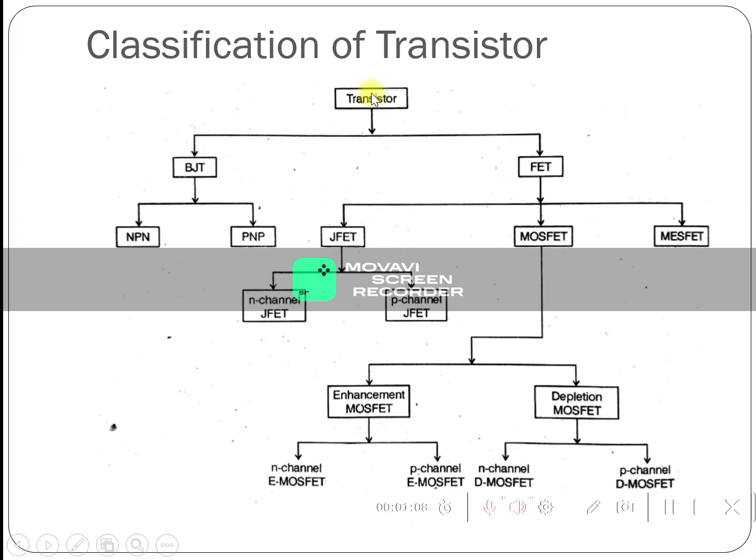Classification of transistor: BJT and FET. These two devices are again classified into types: NPN transistor, PNP transistor, JFET, MOSFET and MESFET. JFET is N-channel JFET and P-channel JFET. MOSFET is of two types, enhancement and depletion MOSFET. Both MOSFET types are classified into N-channel MOSFET and P-channel MOSFET, enhancement MOSFET and depletion MOSFET.